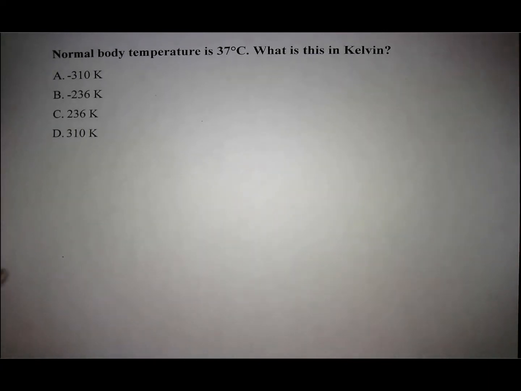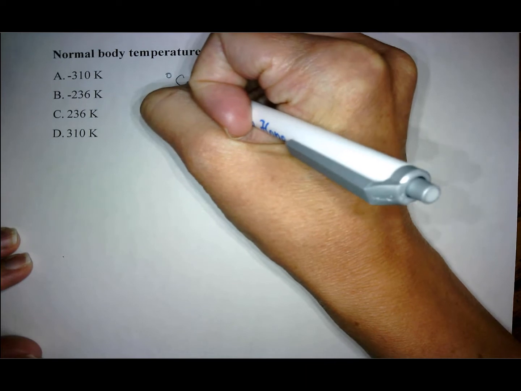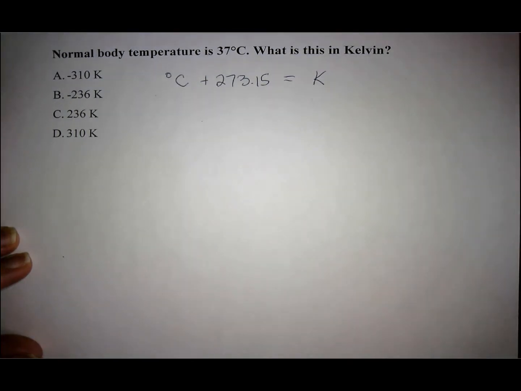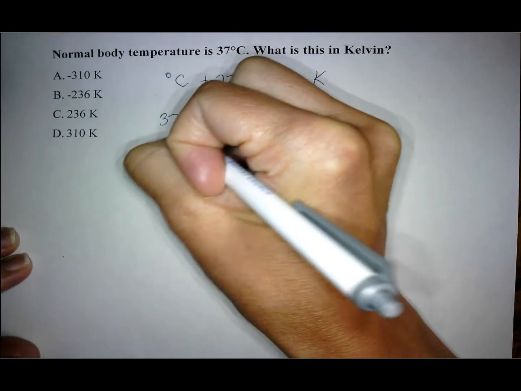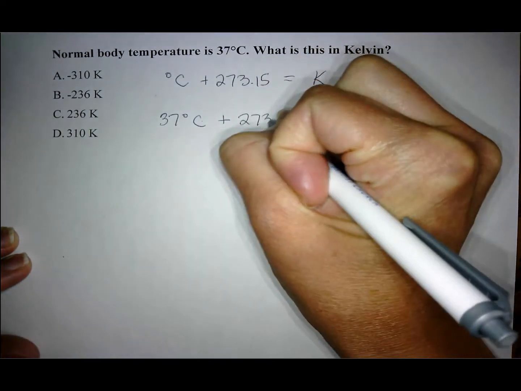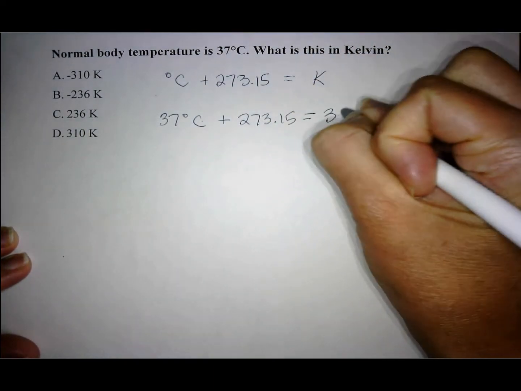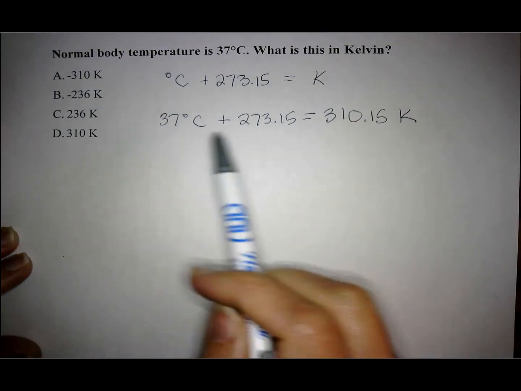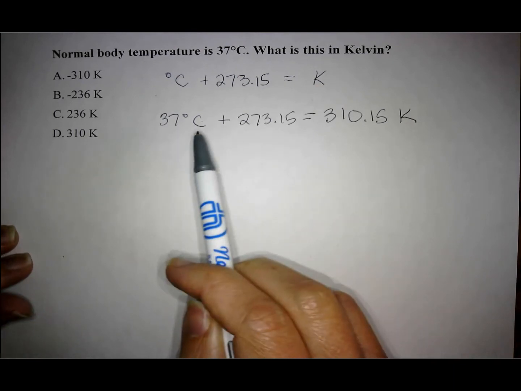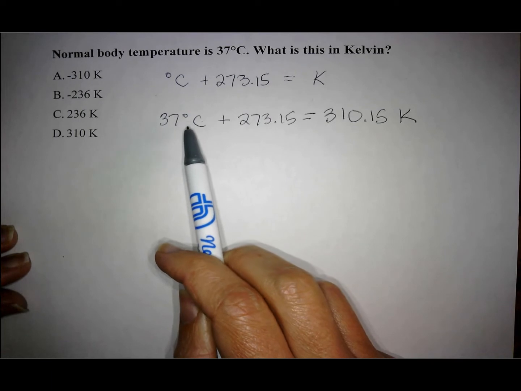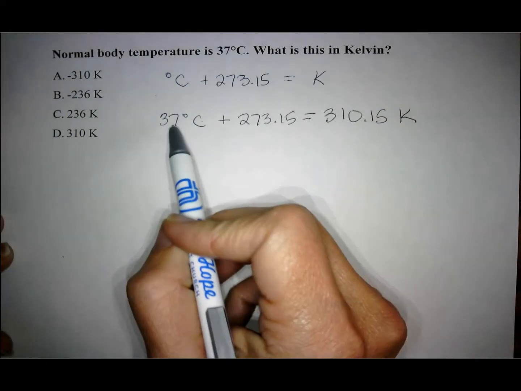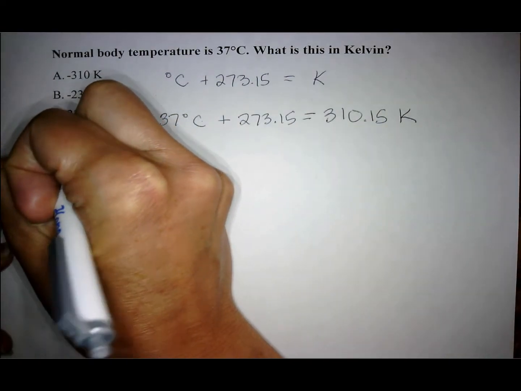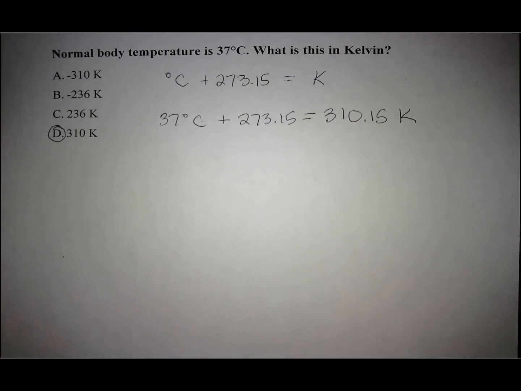For this problem, we're going to use our equation that the degrees Celsius plus 273.15 equals the number of kelvins. So we take our 37 degrees Celsius, add 273.15, and we get 310.15 Kelvin. And notice that we're using the addition rule for our sig figs, so it goes by digits after the decimal. Since the 37 did not have any digits after the decimal, we do not have any digits after the decimal in our answer. So the answer is D, 310 Kelvin.